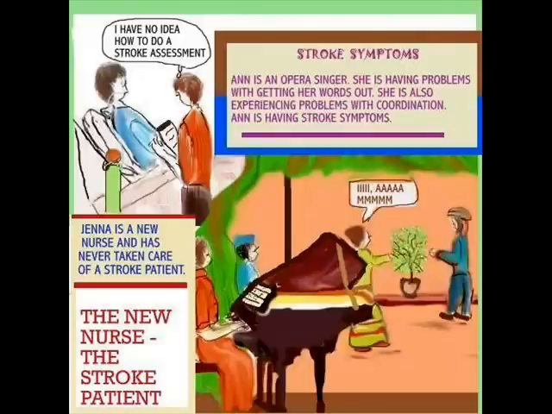The patient she's thinking about is Anne, an opera singer, who on stage was having problems getting her words out, also experiencing problems with coordination. Anne was having stroke symptoms. Naturally, she's brought to the emergency room and into the ICU so that she can have a workup.